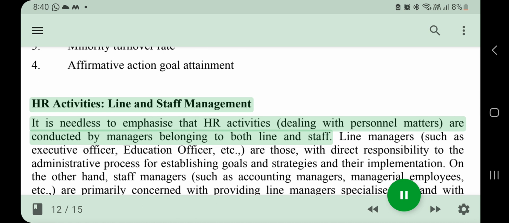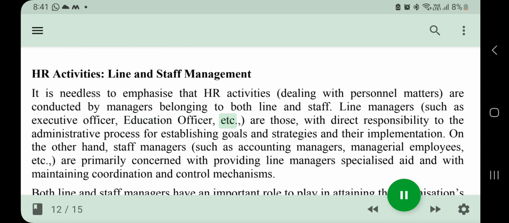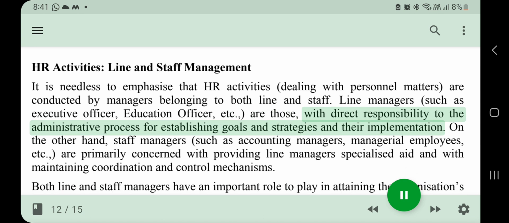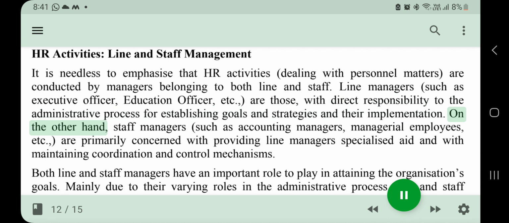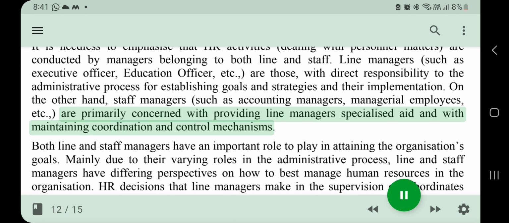HR activities, line and staff management. It is needless to emphasize that HR activities, dealing with personnel matters, are conducted by managers belonging to both line and staff. Line managers, such as executive officer, education officer, etc., are those with direct responsibility in the administrative process for establishing goals and strategies and their implementation. On the other hand, staff managers, such as accounting managers, managerial employees, etc., are primarily concerned with providing line managers specialized aid and with maintaining coordination and control mechanisms.